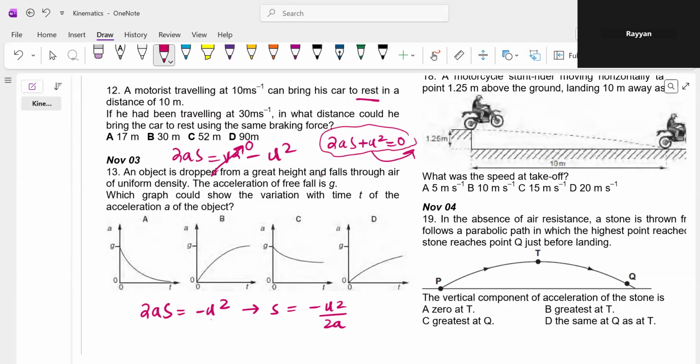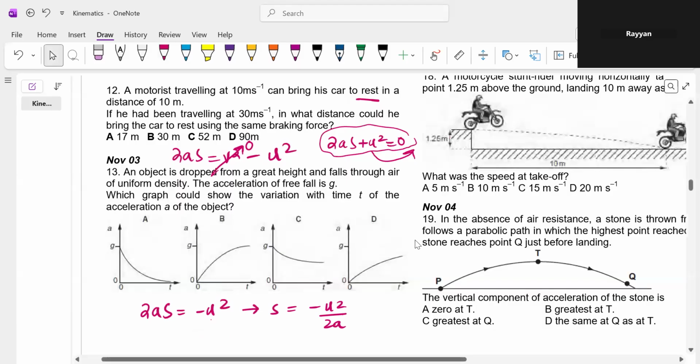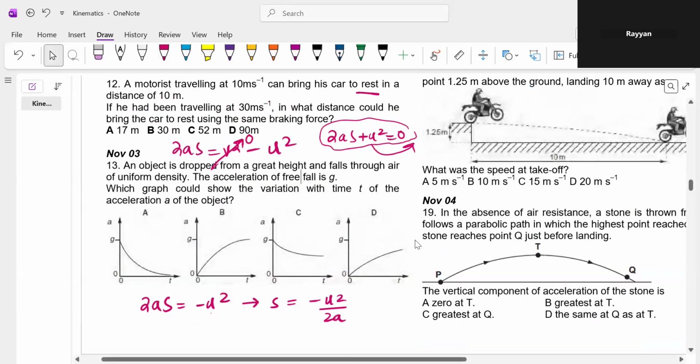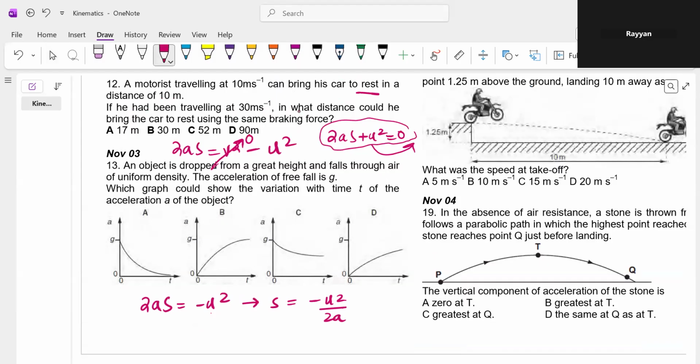Then I made the acceleration the subject. So it became a equals minus u square over 2s. Why did you make the acceleration the subject? Because in the second part they said same braking force. So I thought same braking force means same acceleration, but they are asking for the distance. In what distance could he bring the car to rest? If I knew the acceleration, then I could use it for the second situation as well.